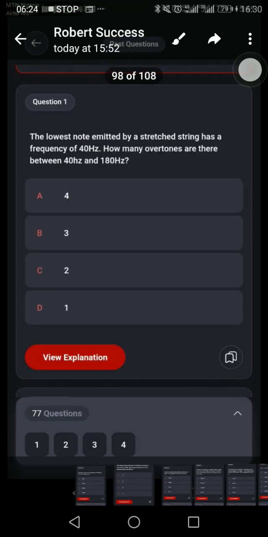Next question. From here we're talking about strings; the other ones have been on pipes. The lowest note emitted by a stretched string has a frequency of 40 hertz. How many overtones are there between 40 hertz and 180 hertz?